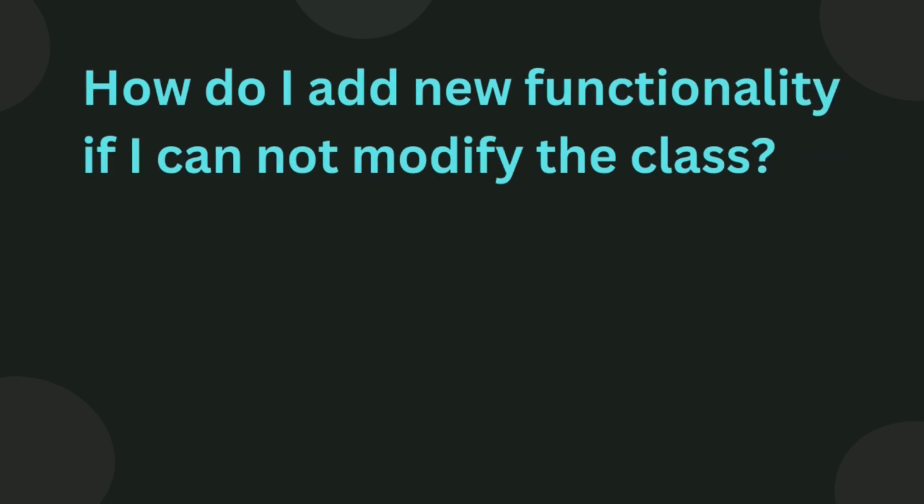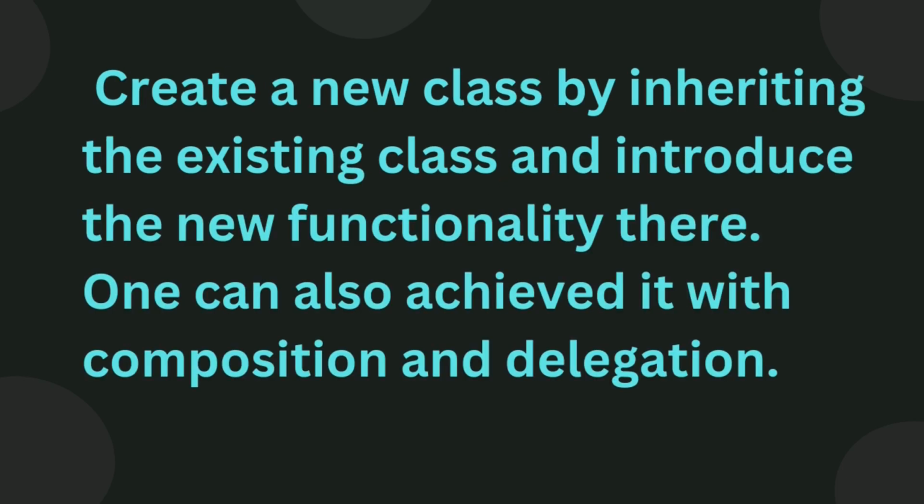Now, a question comes to your mind: how do I add new functionality if I cannot modify the class? The answer is to create a new class by inheriting the existing class and introduce the new functionality there. It is called extending the functionality. One can also achieve it with composition and delegation. It is not necessary to use inheritance for that. The main thing is you do not have to modify the existing functionality.